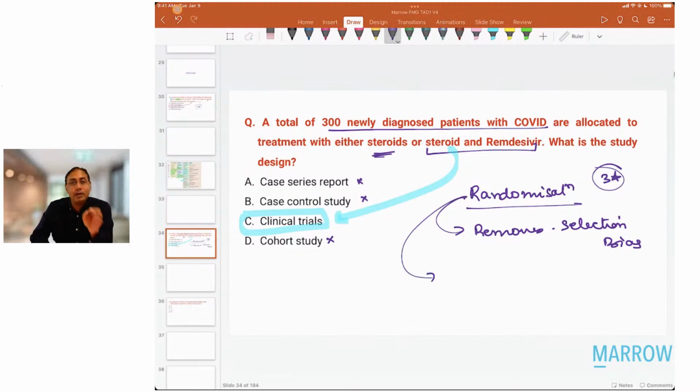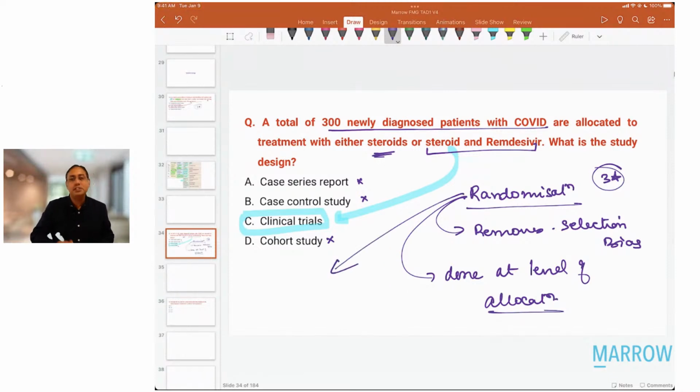And it is done at what level? Is it done at the level of selection? The answer is no. It is not done at the level of selection. It is done at the level of allocation. This was asked in your FMGE exam, I think the 2019 MCQ: randomization is done at what level? Is it done at selection? The answer is no, it is done at the level of allocation. So do not forget this even by mistake. It is done at the level of allocation.